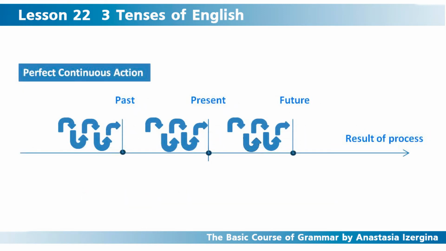Next type of action, and the last one, is called perfect continuous action. This action is about the result of a process. So here we see the sign of a process, which is happening or was happening, and then it was stopped or it has stopped at some moment of time, which we see mentioned on our timeline. So the action is not going on, or was not going on, or will not be going on. Here we talk about the result of the process.